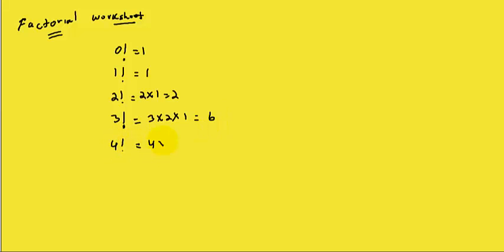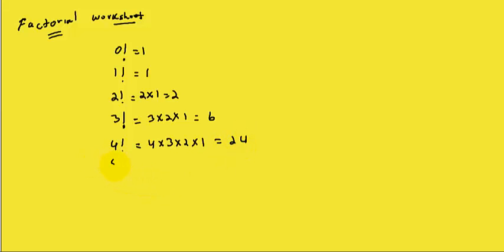Okay. Well, first of all, factorial: 0 factorial is 1. 1 factorial is 1. 2 factorial means 2 times 1, which is 2. 3 factorial means 3 times 2 times 1, which is going to give you 6. 4 factorial means 4 times 3 times 2 times 1, which means 24. So on and so forth.